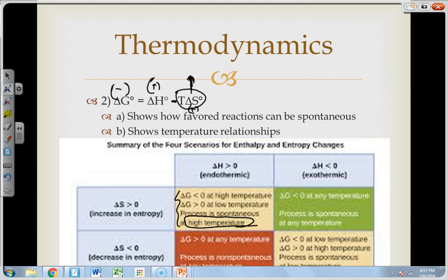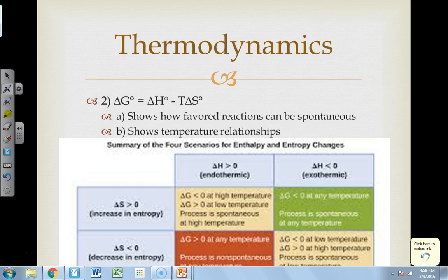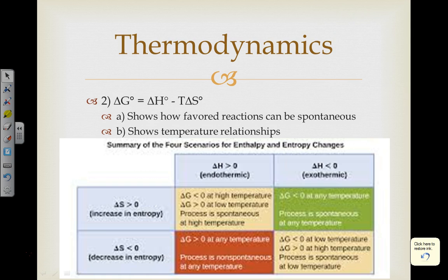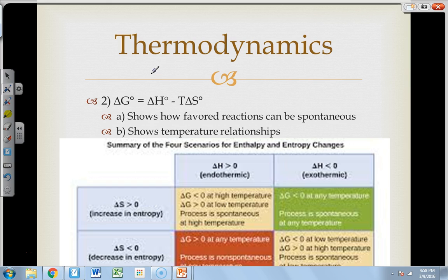Well, now what if instead of both of them being positive, both of them are negative? That's what we have here. The process is spontaneous at low temperatures. Let's look at the math of that. This is negative, and this is negative. A negative minus a negative is going to be plus a positive. At low temperatures, that makes this term very small. And so a negative plus a small value is still going to keep that negative.